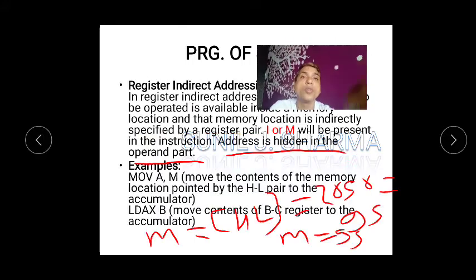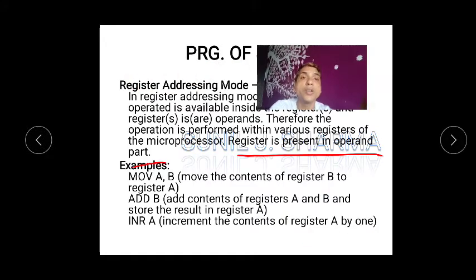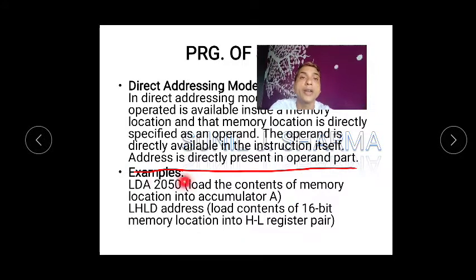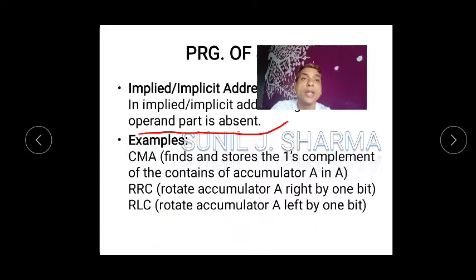So I hope you understood all types of addressing modes. Let me take you one step back. First of all, we have immediate addressing mode, which is very easy to understand because I is present. Then we have register addressing mode, where in the operand part we have only registers. Direct addressing mode is very simple: here we always have an address. In register indirect addressing mode, the address is hidden. And finally, in implicit or implied addressing mode, the operand part is absent.